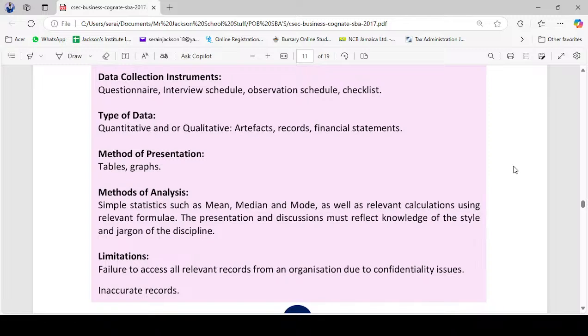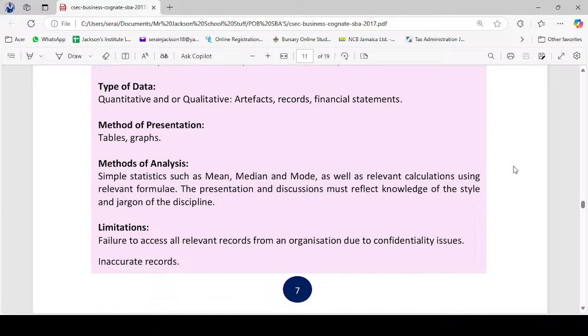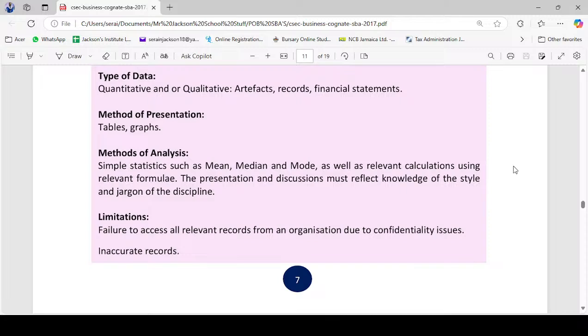Method of presentation, like tables and graphs, right? For the method of analysis, you can use statistics such as mean, median, mode. And you know that when we talk about mean, we're talking about the average, right? As well as relevant calculations using relevant formulas if necessary. Be sure to use the jargon of the subject that you are doing. That helps. All right.